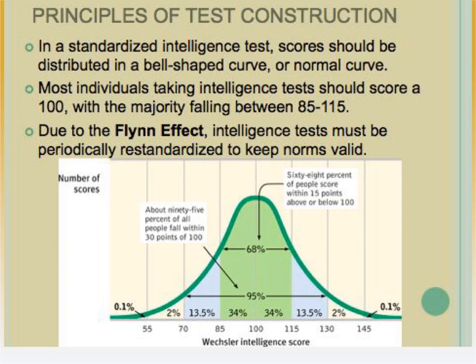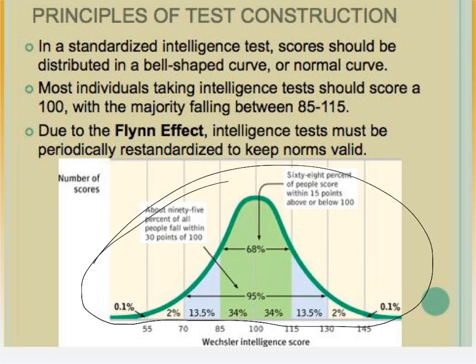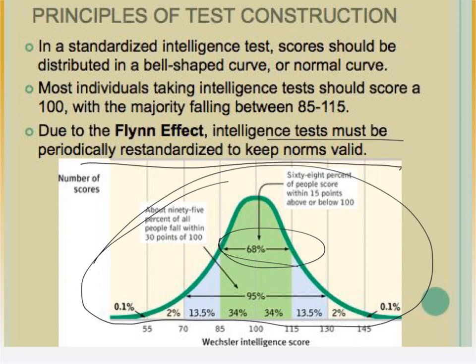All right, so we have the normal curve here again. We don't need to go over it, but please memorize that if you haven't done so already. Scores in any standardized intelligence test should be distributed in this bell-shaped curve. Most people, 68%, will fall between 85 and 115. Due to the Flynn effect, like we said before, the intelligence test must be continually re-standardized to keep the norms valid.